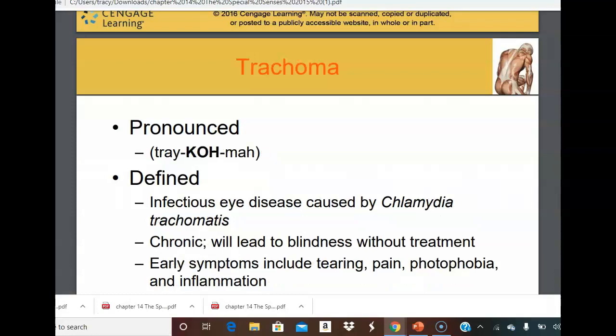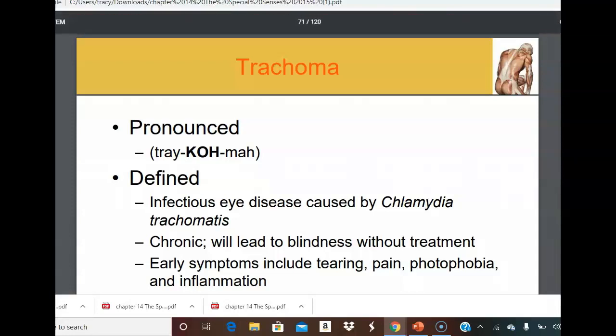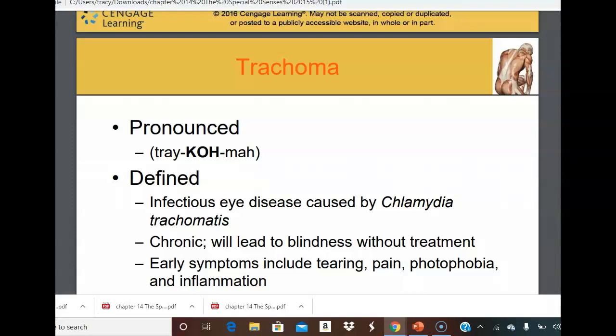Trachoma. These could be in the same slide, essentially. Trachoma is an eye infection from chlamydia. Chlamydia is normally a sexually transmitted infection, but if a woman has chlamydia and gives birth, there are scenarios where that child can either get an eye infection or they can actually get a chlamydial pneumonia.